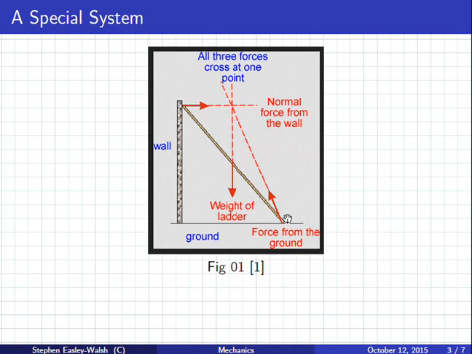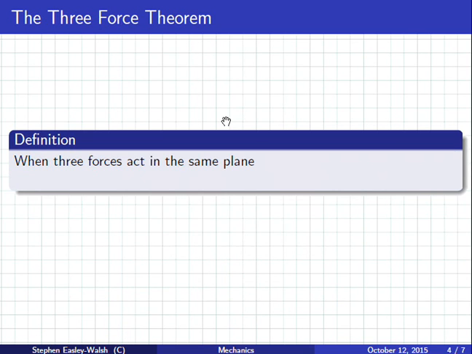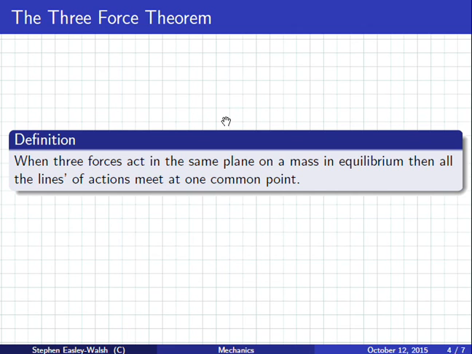If you have three forces, 1, 2, 3, they always must meet at one common point. So if the system is balanced and not moving, and there are three forces, the three forces meet at one point. And this is when three forces act in the same plane on a mass in equilibrium, then all the lines of action meet at one common point. So this is called the three-force theorem. It seems very simple idea, but it's a very useful idea. That is, if you have three forces, you know that they all must meet at one point.